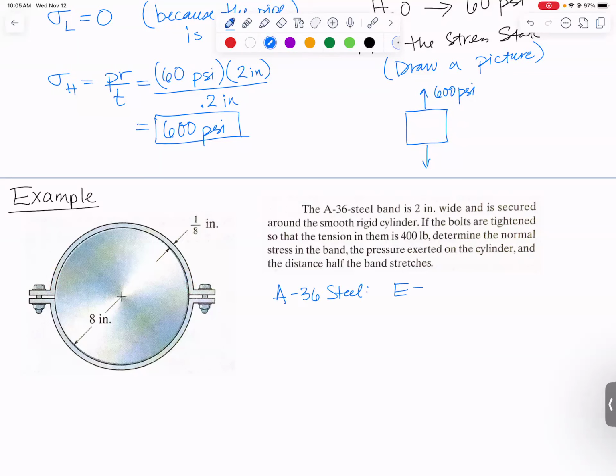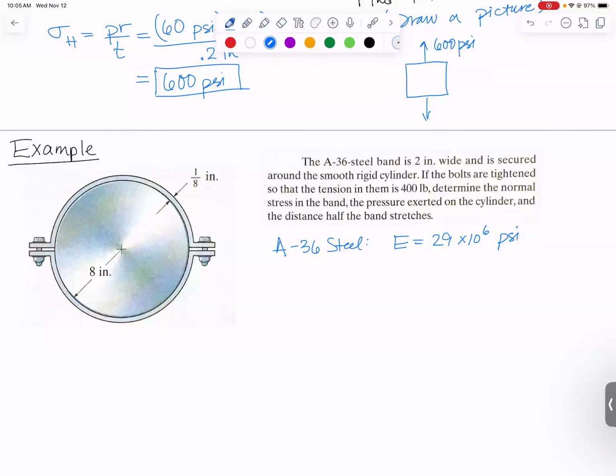So Young's modulus I looked up was 29 times 10 to the 3rd ksi, or times 10 to the 6th psi. And it might help to draw a little picture of what's going on here. What we've got is a little chunk of that material like this, and if we cut it off pretty close, that 400 pounds in that bolt is going to be pulling down on the band. And then that's got to be countered by basically an internal normal force.